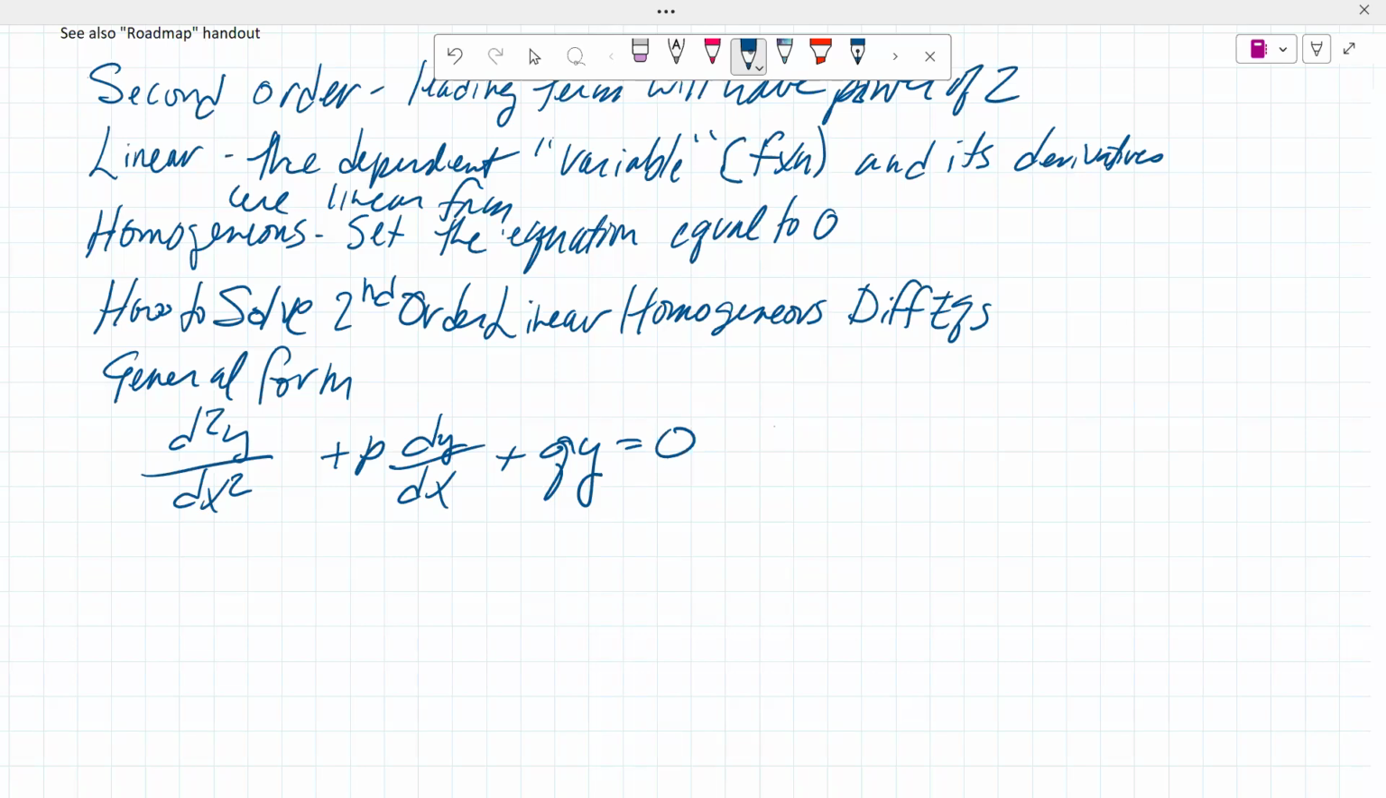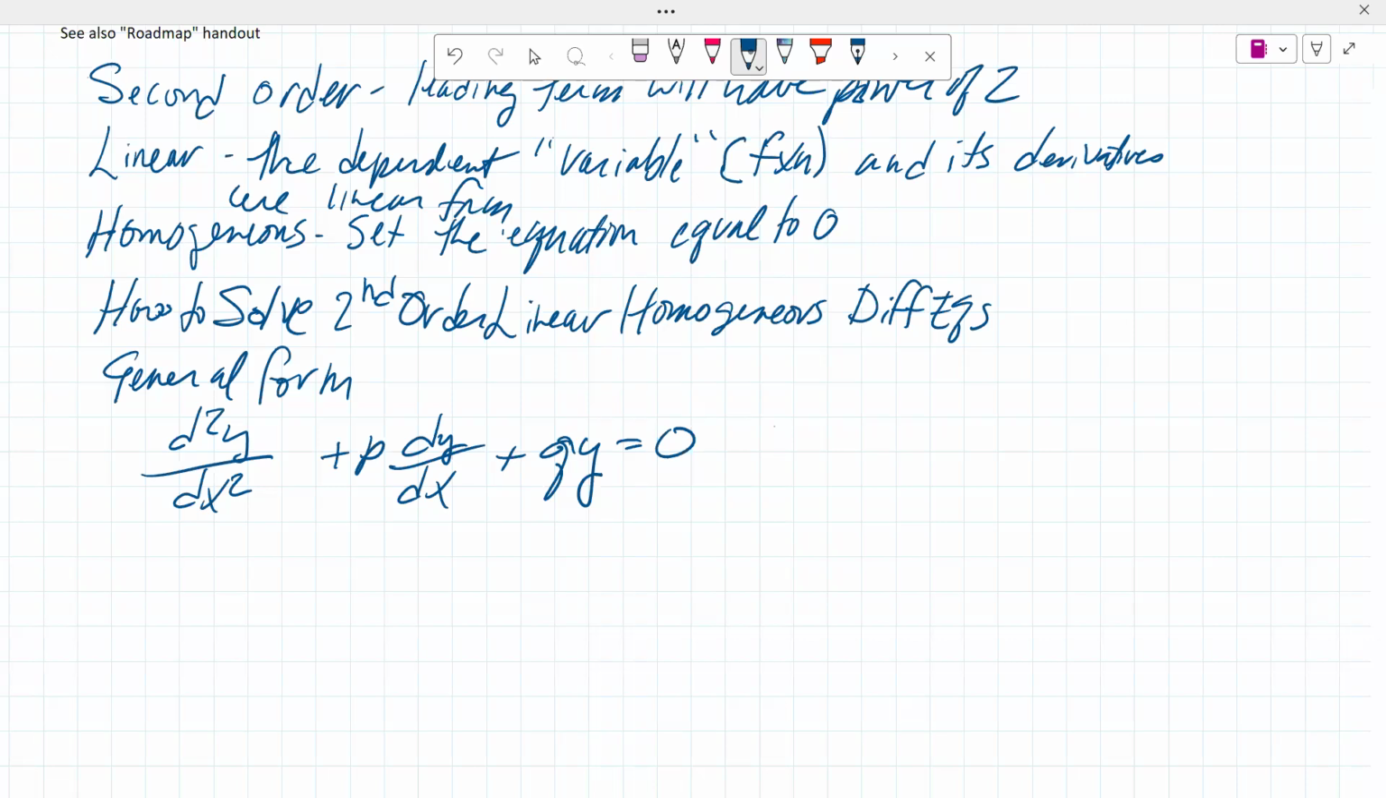Homogeneous. We recognize homogeneity because this thing is set equal to 0. Equals 0 right here. Terrific. And is it a differential equation? It sure is, because we have calculus things in here. We have some derivatives: a second derivative, a first derivative, and no derivative in the various terms. So this is the form that we will be working with.